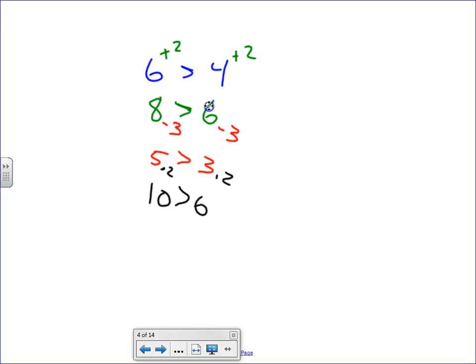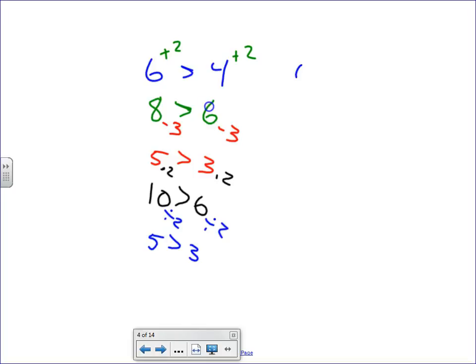Let's now divide on both sides. Divide by 2, divide by 2. I've got 5 and 3. 5 is still greater. So nothing changes when I divide by a positive integer. Okay? Well, let's see what happens if we were to do the same thing with a negative value.